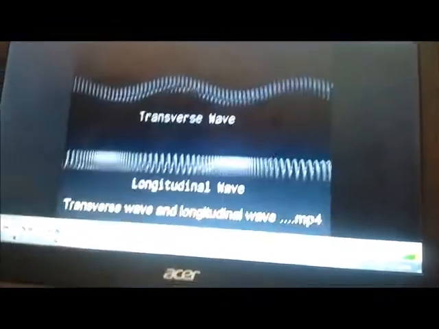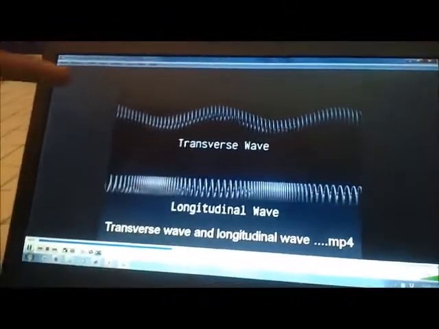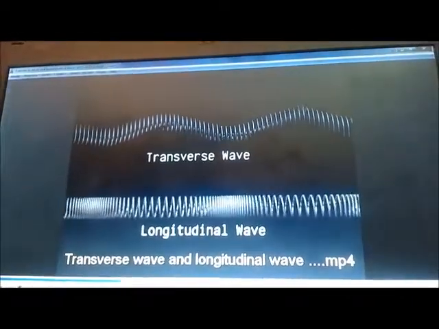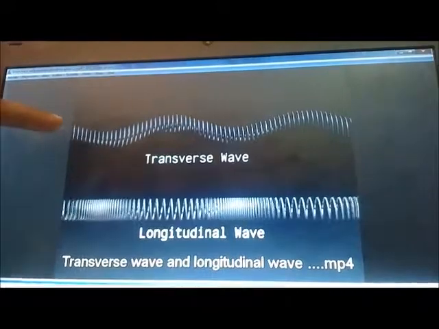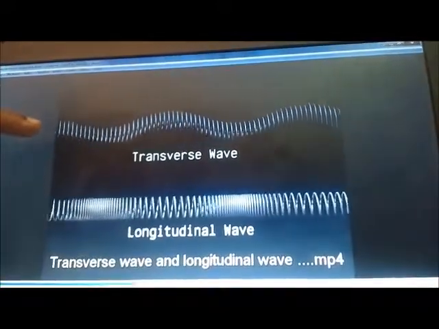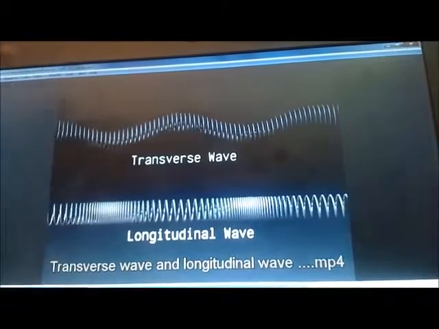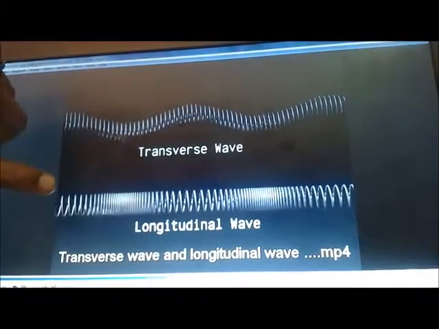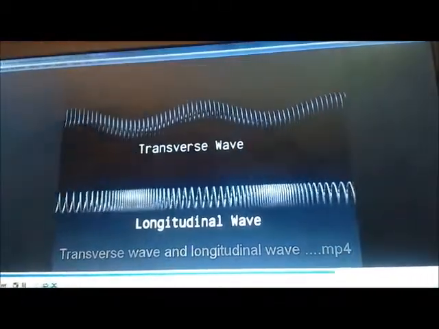Now I run this video for your benefit. Just see this video and then you can come to the conclusion. All of you might know about the two types of waves. One is supposed to be a transverse wave, another one is a longitudinal wave. In a transverse wave, the disturbance is traveling perpendicular to the direction of propagation. In the case of a longitudinal wave, the disturbance is traveling parallel to the direction of propagation.